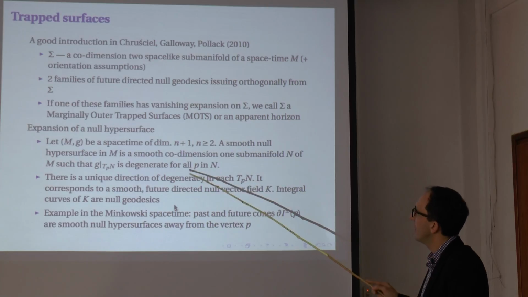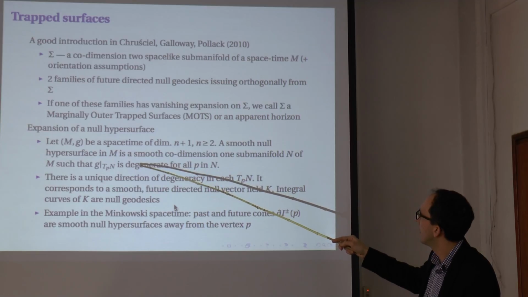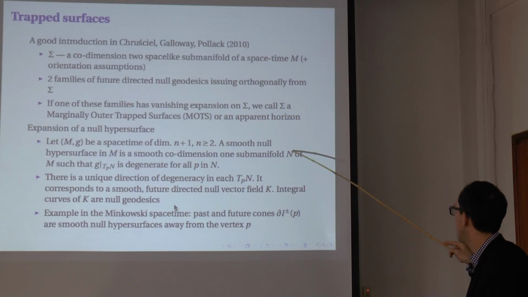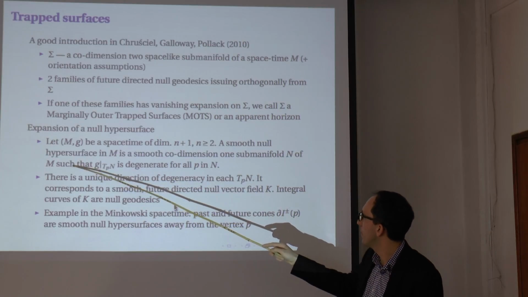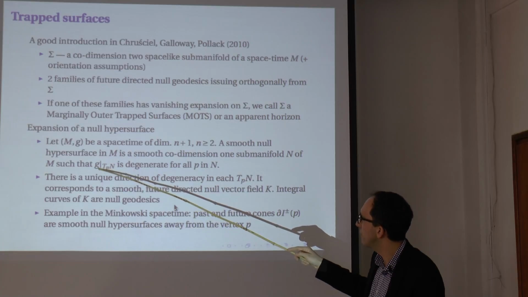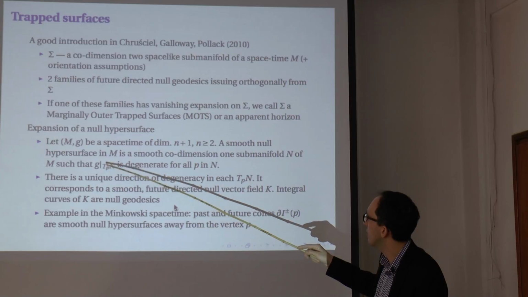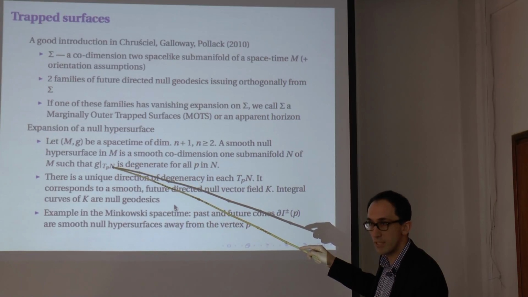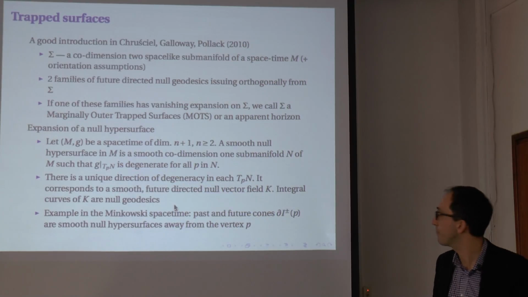So a smooth null hypersurface in M is a smooth codimension 1 submanifold, let's call it N, such that if you take the metric and restrict that metric to the tangent space to that submanifold N, then it's degenerate for all p.